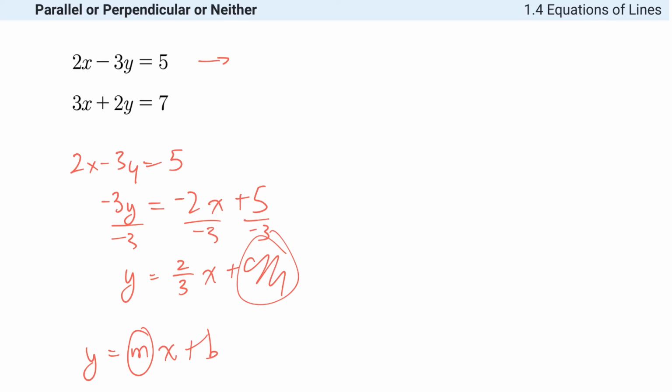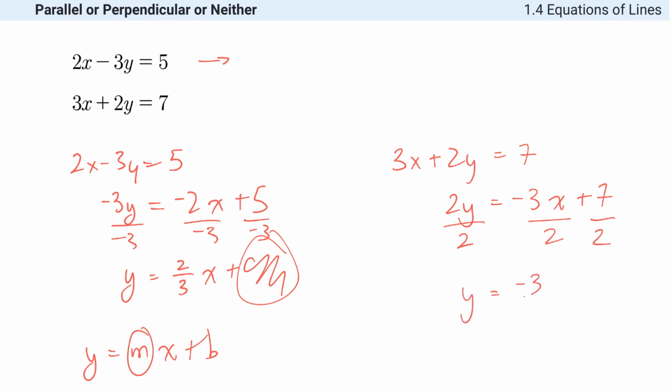Okay, let's do the same thing for the other one. 3x plus 2y is equal to 7. So let's subtract 3x from both sides. So the 3x becomes negative on the other side. And then I'll divide everything by 2. So this would be y equals negative 3 halves x plus something.